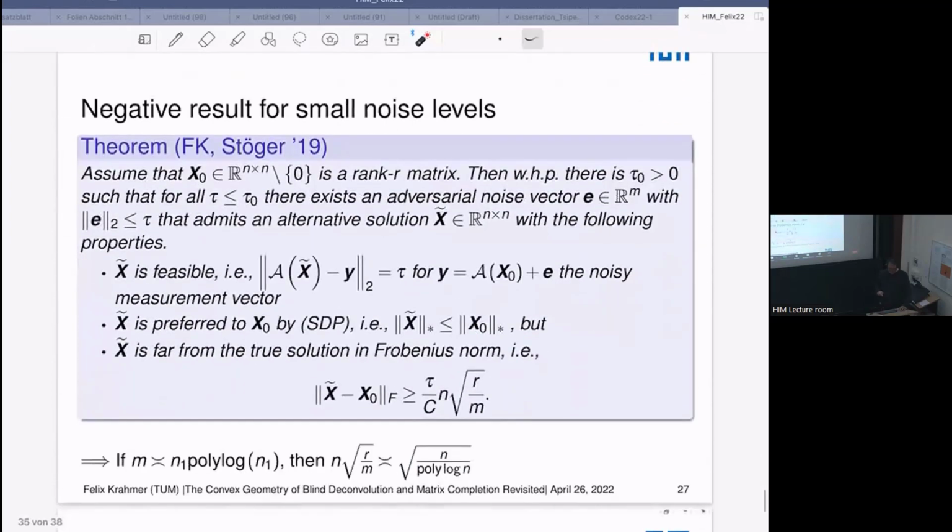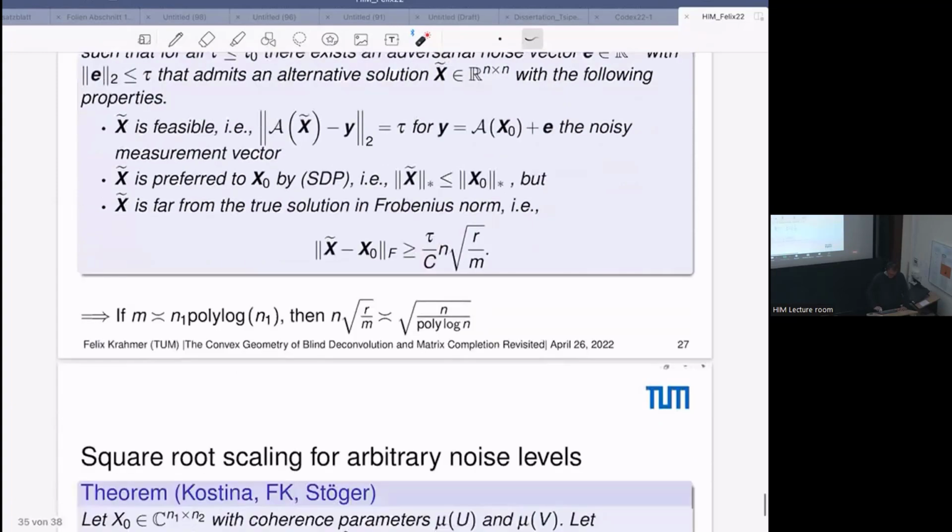And as in the blind deconvolution case, we also have negative results for some small noise levels. Namely, we have an alternative solution that is feasible, that is preferred to the truth in terms of nuclear norm minimization, and that is far from the true solution in Frobenius norm, in the sense that the error scales with the noise level plus some additional dimensional factor, which again, in the scenarios you are interested in, has the square root of n scaling that we had in the previous result. So this is very much analogous, in the sense that it is somehow necessary.